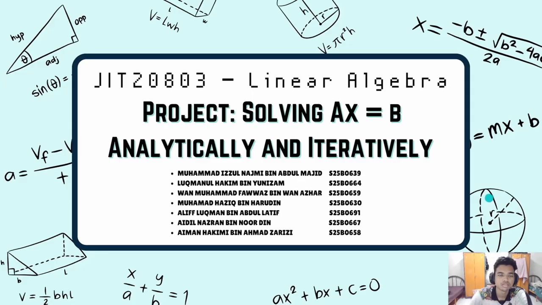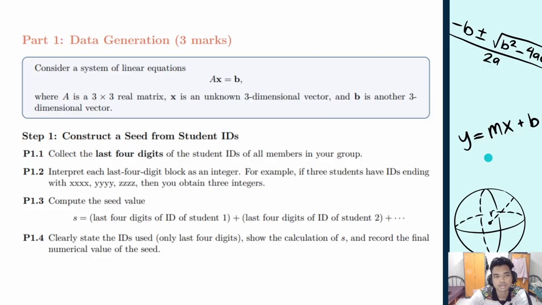S25B0630. Today, we from Group 4 are going to be presenting about project solving Ax = b analytically and iteratively. So these are our group member names. Right, so I do part 1. Part 1 is data generation.